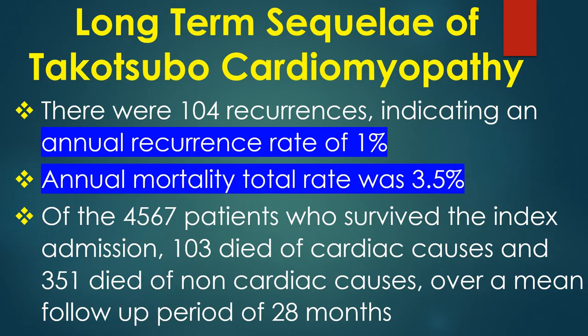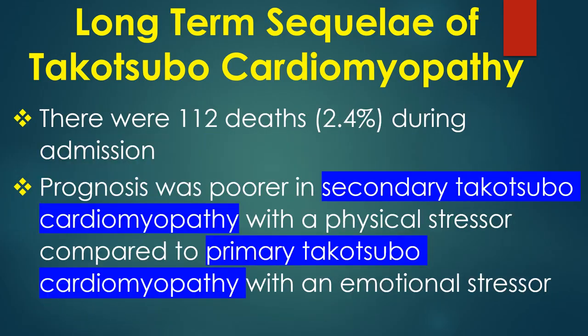Of the 4,567 patients who survived the index admission, 103 died of cardiac causes and 351 died of non-cardiac causes over a mean follow-up period of 28 months. There were 112 deaths, that is 2.4% during admission. Prognosis was poorer in secondary Takotsubo cardiomyopathy with a physical stressor compared to primary Takotsubo cardiomyopathy with an emotional stressor.